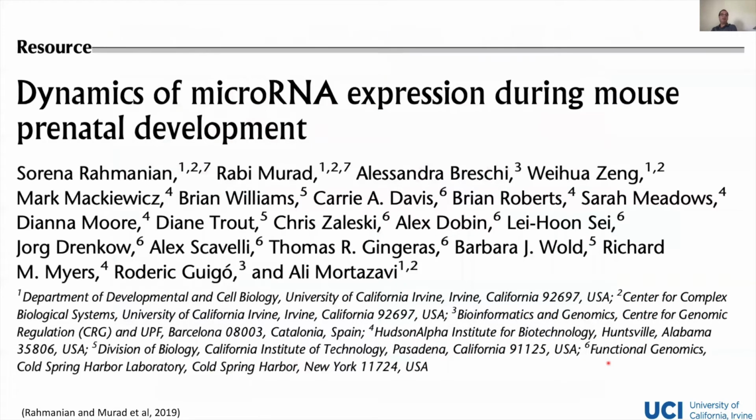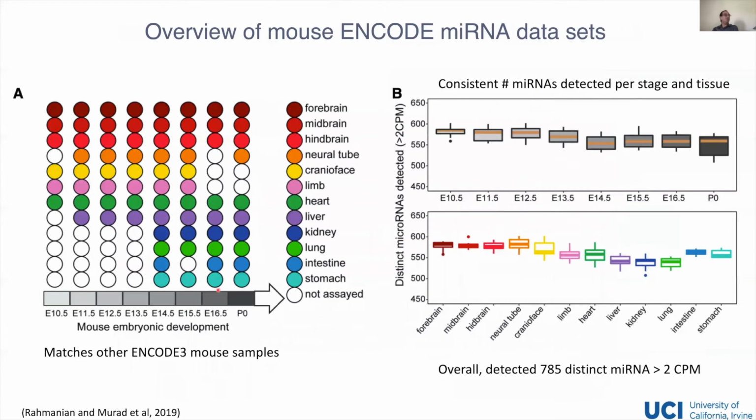So this is work that we published recently as part of the consortium, and this was done in conjunction with Rick Myers' lab, Barbara Wold's lab, and Roderick Legault's lab. And it starts from using the ENCODE 3 mouse developmental time course, where a set of tissue samples were collected across multiple time points of embryonic development, all the way to birth at P0. And for all of the samples that are colored, we sequenced the microRNAs, and we were able to detect consistent numbers of microRNAs per stage, as well as per tissue.